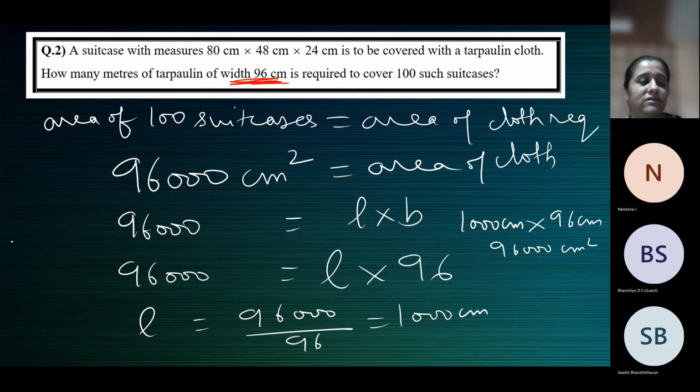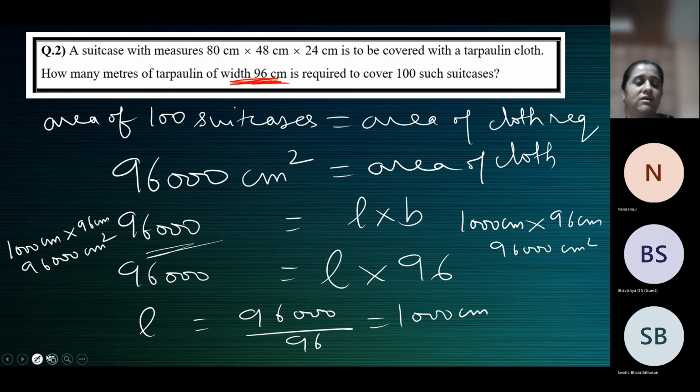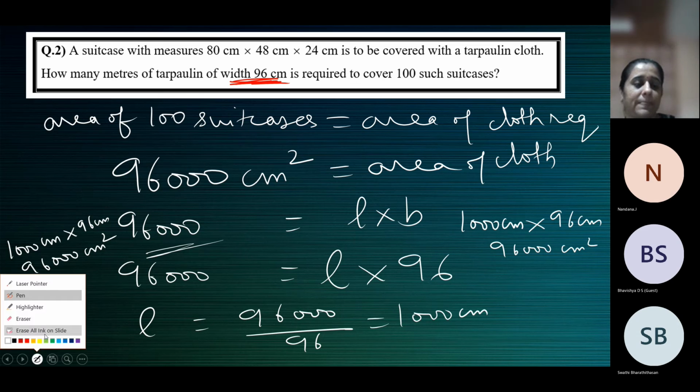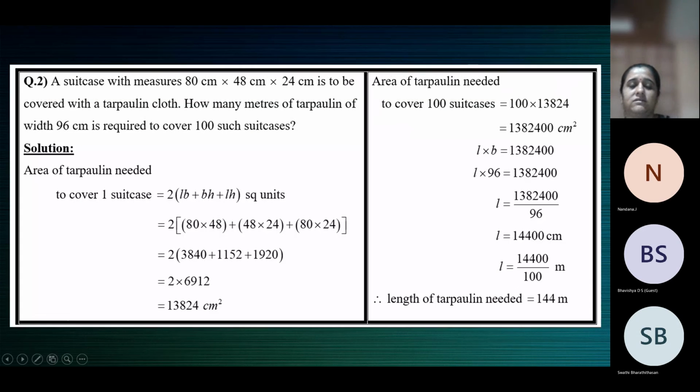If you buy tarpaulin of length 1000 centimeters, it already has a breadth of 96 centimeters. So length into breadth is area, which is 96,000 centimeters square. This area of tarpaulin you will get, and that is enough to cover all the 100 suitcases. See the answer here, children?